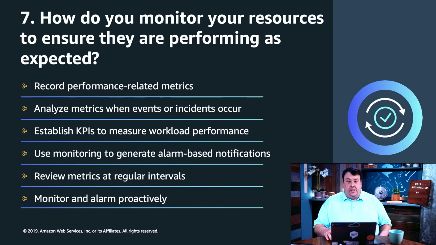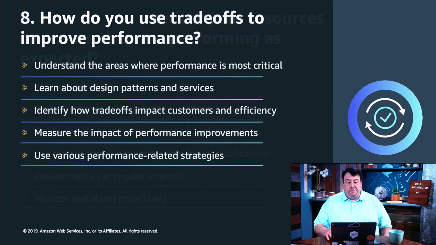So is it an operational load problem? Is it a configuration problem? Those are all things that you need to have metrics in place to understand what the different options are. So you need to analyze those metrics when events occur, and then you need to establish KPIs to constantly measure the workload performance. What are those key performance indicators that you need to make sure you're reviewing at regular intervals? And then obviously, as we showed today, monitor and alarm on those proactively.